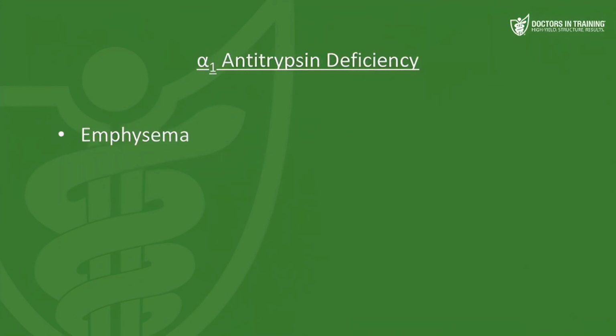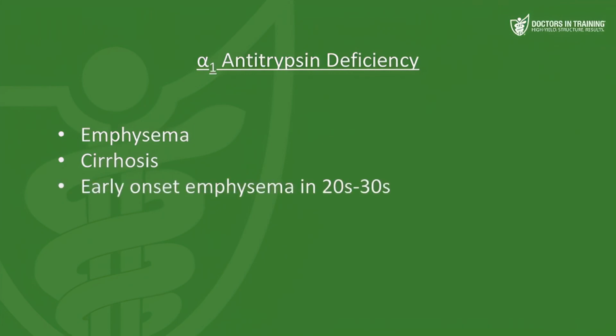Alpha-1 antitrypsin is classic for emphysema of the lungs, and sometimes you'll even see cirrhosis of the liver. These patients typically have early onset emphysema in the 20s and 30s, especially if they smoke. Typically, emphysema is delayed into patients' 50s or 60s, and it's mainly due to the inability of the alpha-1 to be present to prevent the breakdown by elastase in the lungs. Alpha-1 typically protects against this, and elastase damages the lung when it's unopposed.